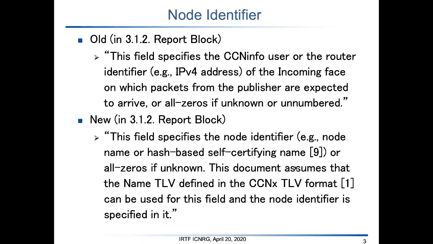Previously in section 3.1.2 regarding the report block, we said this field specified the CCNinfo user or router identifier, for example, IPv4 address of the incoming interface on which packets from the publisher are expected to arrive, or all zeros if unknown or unnumbered. Now we change this paragraph to the following statement. This field specifies a node identifier, for example, node name or hash-based self-certifying name, or all zeros if unknown. This statement assumes that the name TLV defined in the CCNx TLV format can be used for this field, and the node identifier is specified in it.